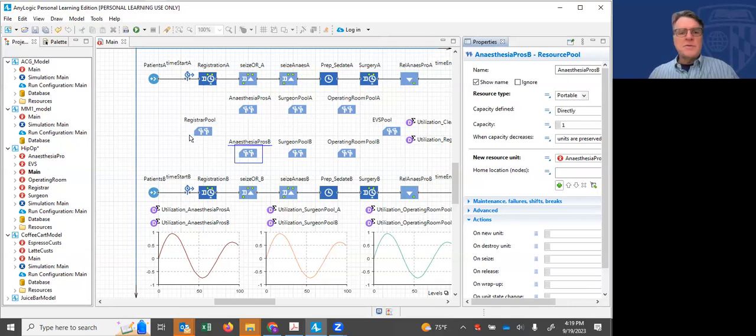You notice how the registrars are already pooled. We could have had a dedicated registrar for each track, but we chose to pool them. And then the same is true of the EVS pool. We can pool the ORs, and that is something you can explore. I'm going to look at pooling the anesthesiologists.